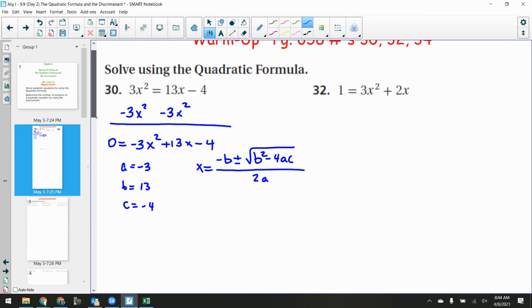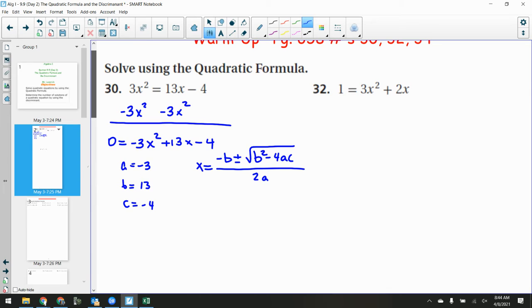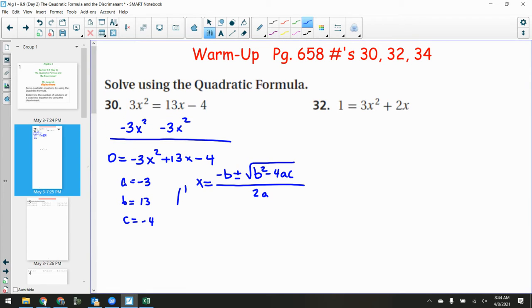All right, so we plug it in. Hey, what's the opposite of negative 13? Somebody said, I knew somebody would say D. -13.